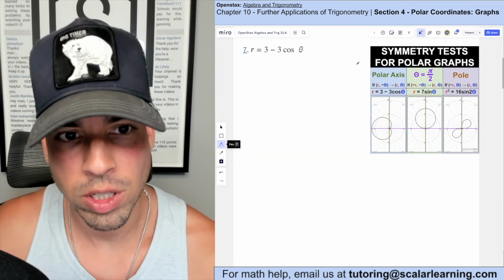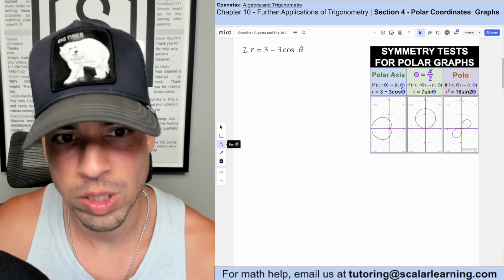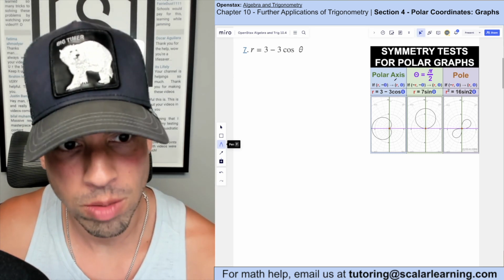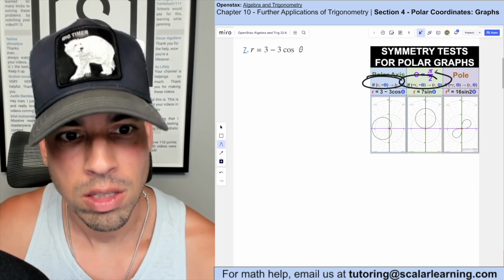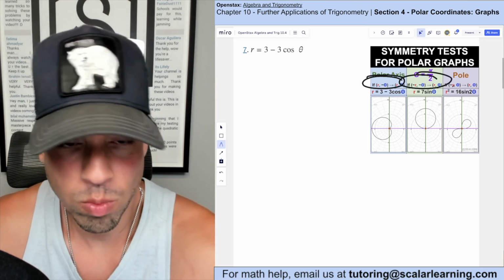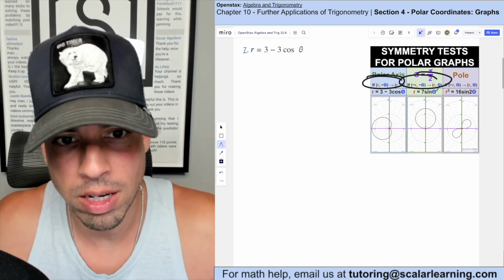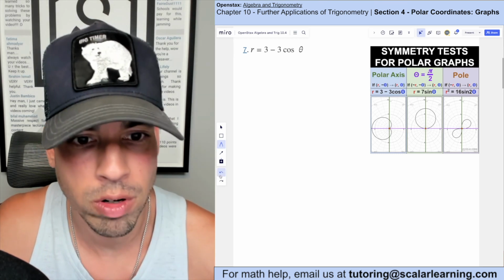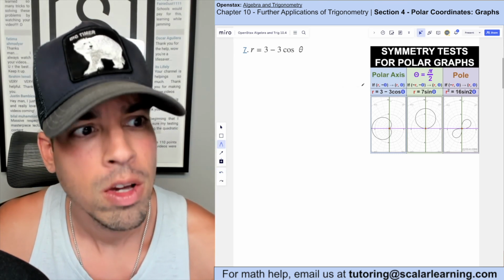For this question, we're going to check the symmetry based on the different symmetry tests, right? So this is how you test for symmetry on the polar axis, the symmetry to the y-axis, or in polar coordinates, theta equals pi halves, and to the pole, or in regular, that'd be the origin. Okay, so we're going to test this out.